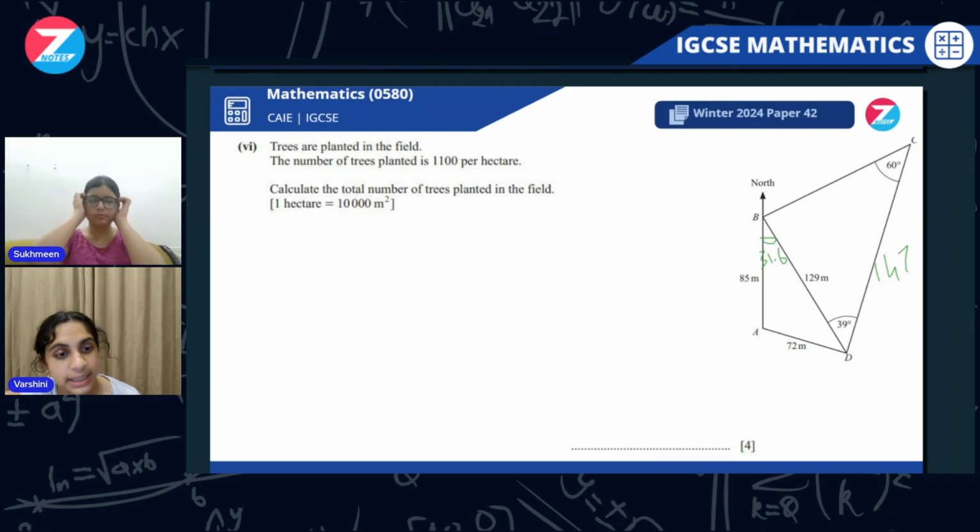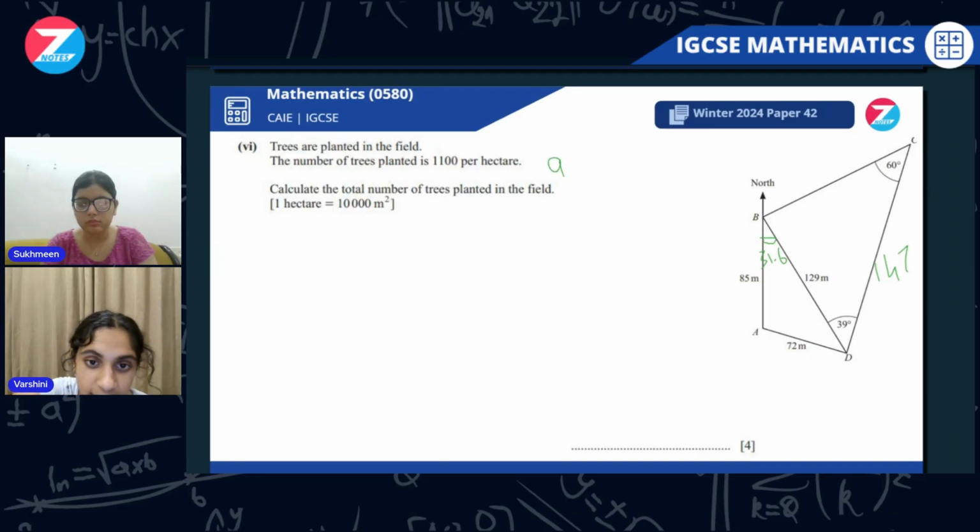Part 6. Trees are planted in the field, and the number of trees planted is 1100 per hectare. Calculate the total number of trees planted in the field, given that 1 hectare is 10,000 meters squared. So first, let's find the total area. So we found this angle to be 31.6, and we also know this length is 147. And we also know that the area of a triangle is half sine theta into AB, given that AB is the two sides next to theta.